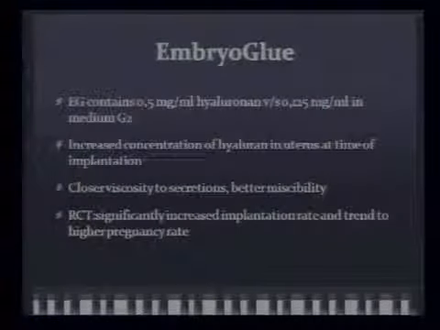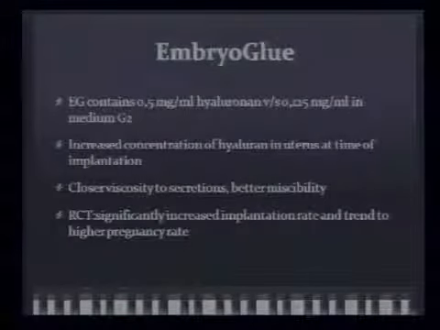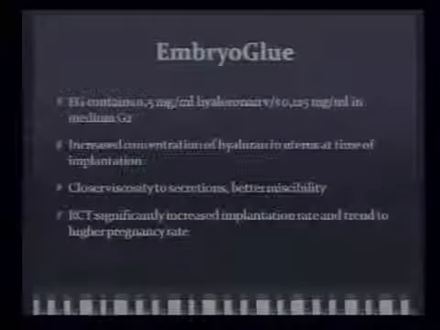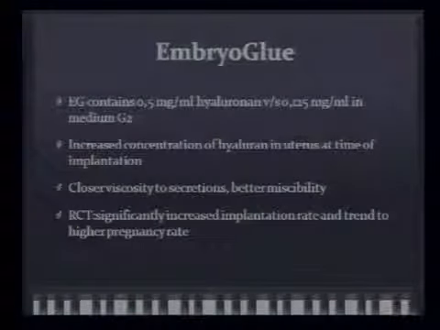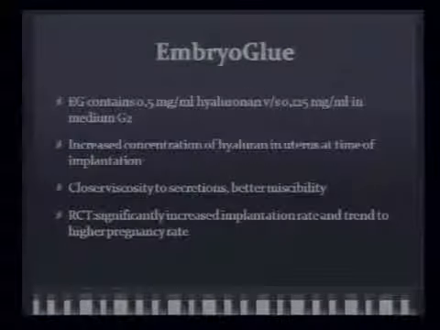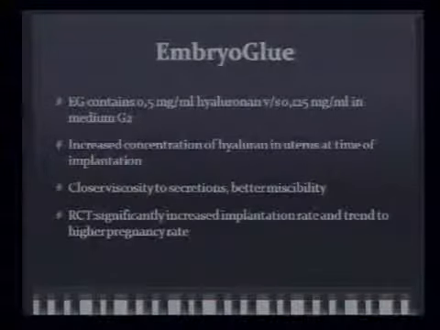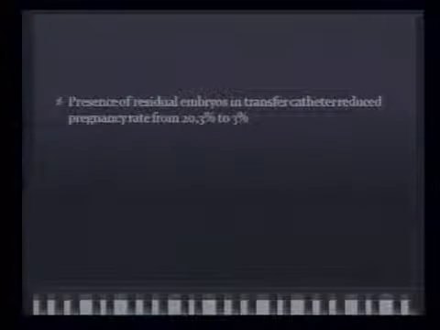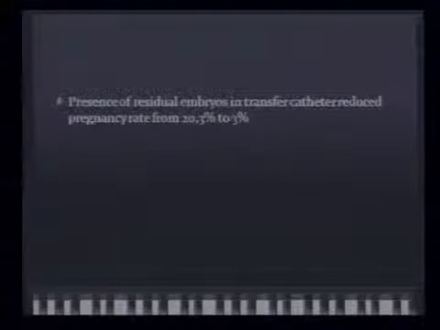Embryo glue contains hyaluronan in the medium, G2, increased concentration of hyaluronan in the uterus at the time of implantation, closer viscosity to secretions, better miscibility, and a randomized controlled trial has shown that using embryo glue has increased the success rate. But other studies are not showing the same results, so only the Denver and some related groups are showing that embryo glue is effective in the pregnancy rate. Retained embryos in the transfer catheter reduce the pregnancy rate. It was discussed previously, so it is important.